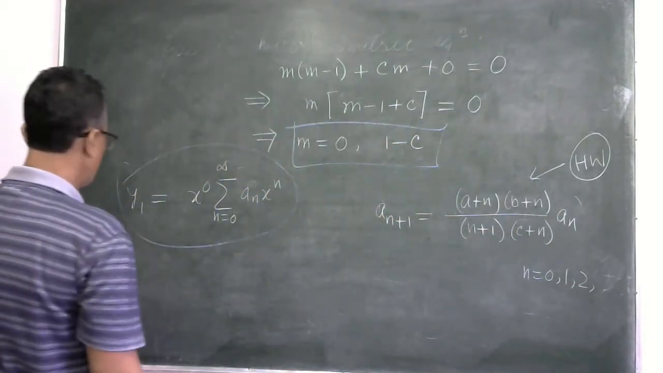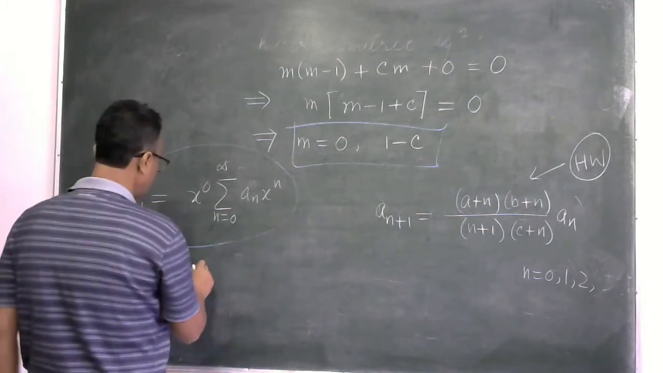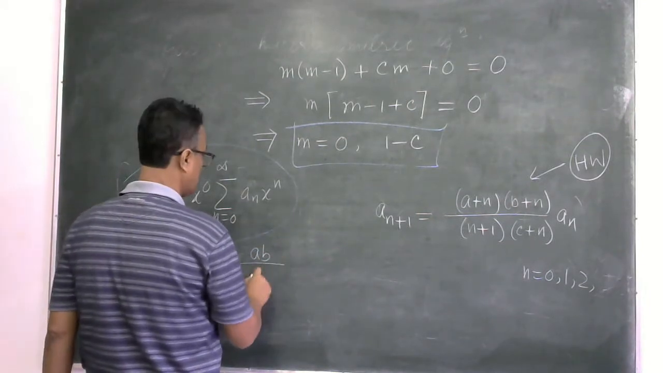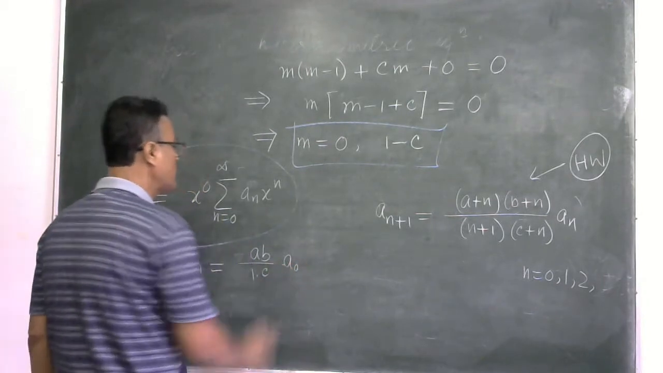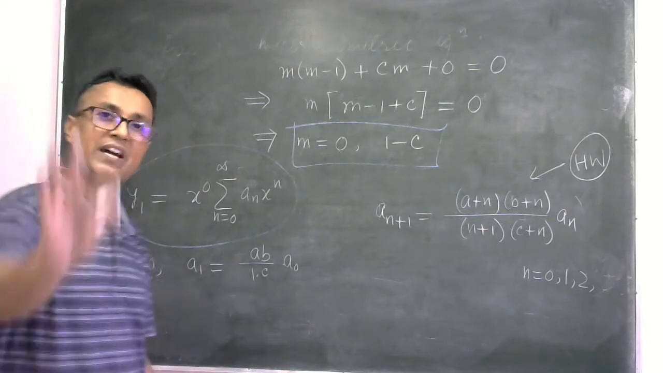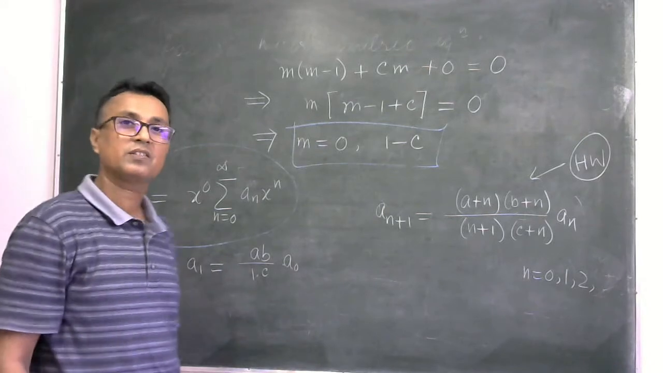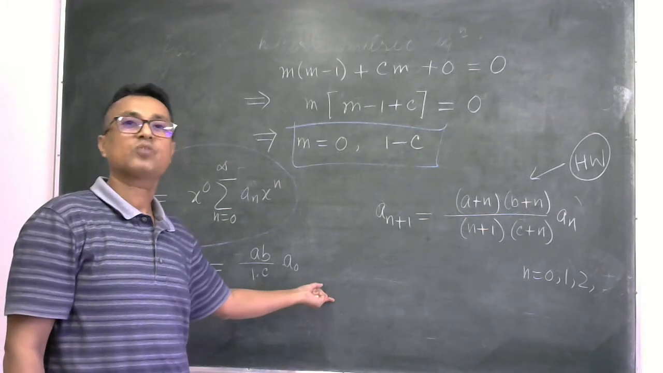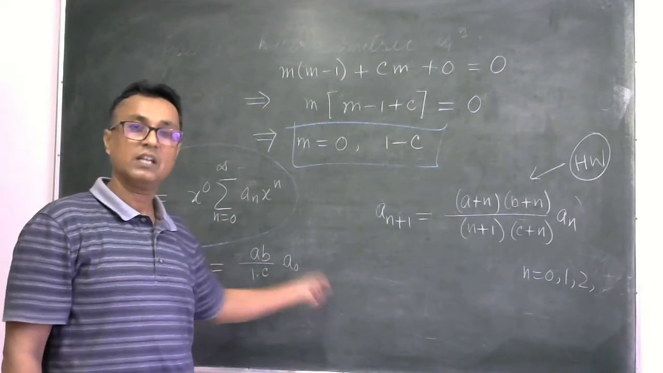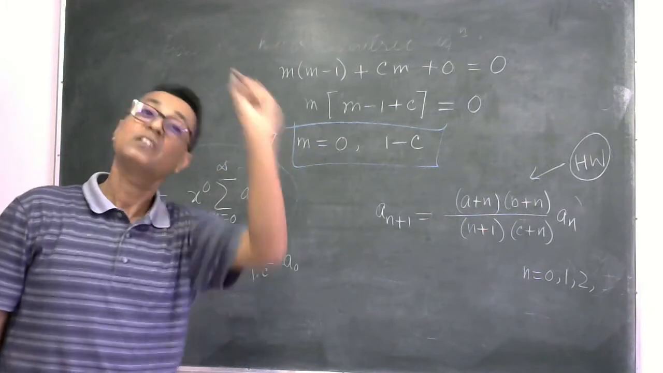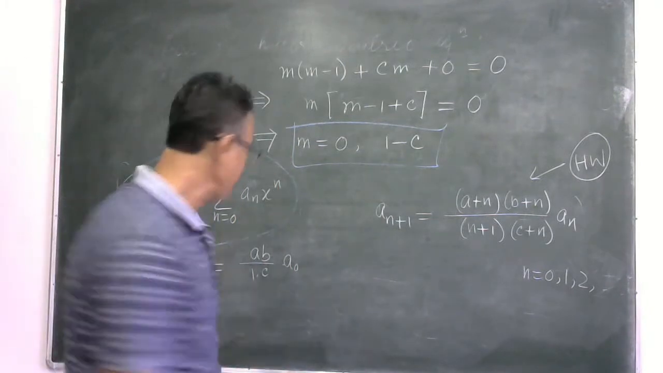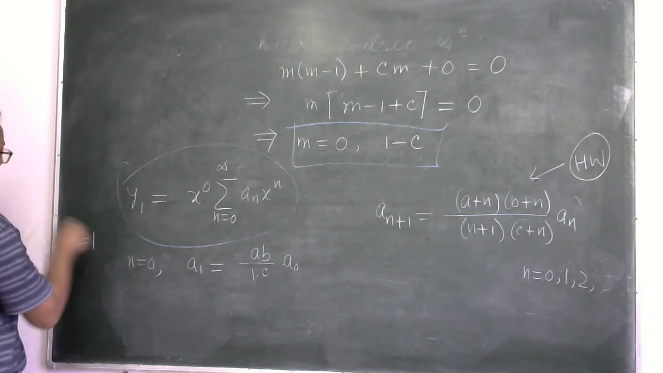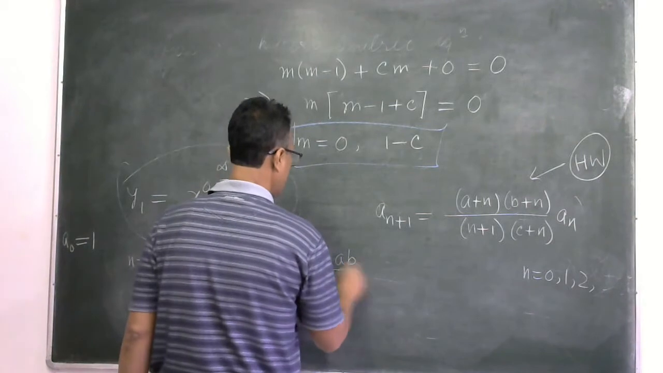Now when you plug in n equal to 0, A1 is going to be AB into 1 into C times A naught. And remember, we are going to assume A naught to be equal to 1, because I have already explained it. Whether you expand this series keeping A naught as non-zero or A naught equal to 1, it doesn't matter, because eventually in the general solution, when you express it as a linear combination of two solutions, it is going to be accommodated into the constant in the linear combination. So if I take A naught equal to 1, this simply gives me AB over 1 into C.